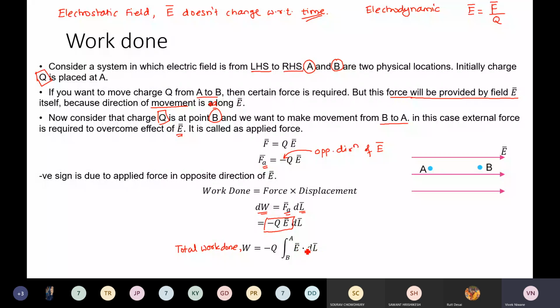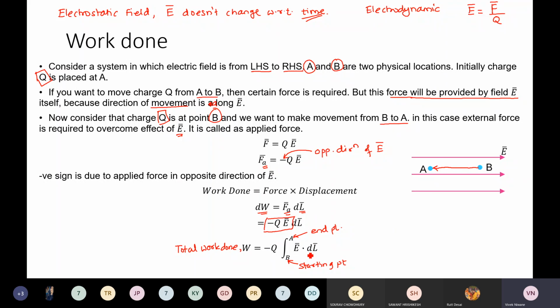Since we have two vectors, we have a dot product. And observe here very carefully, very important: the integration limits are from B to A. This becomes the starting point and this becomes the end point, because we started from B and went up to A.